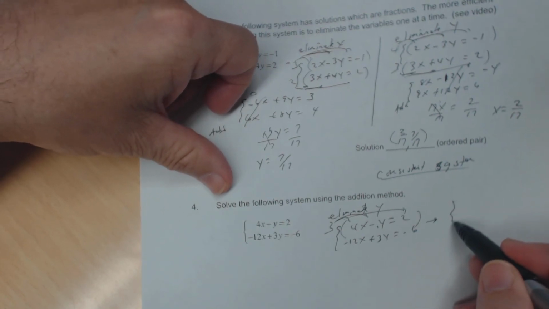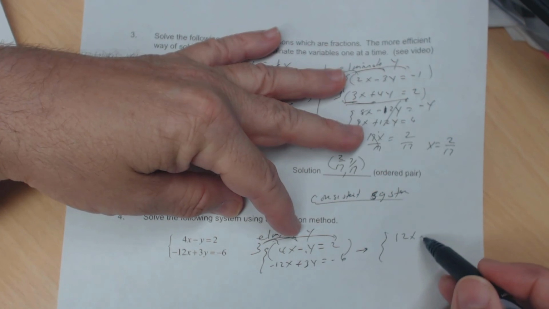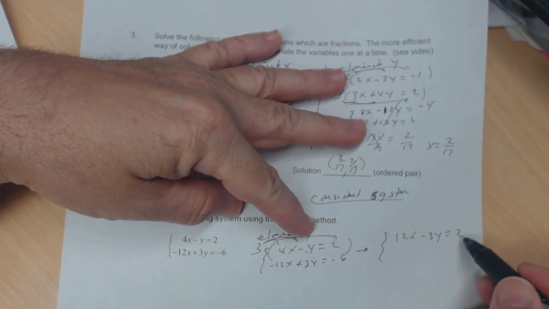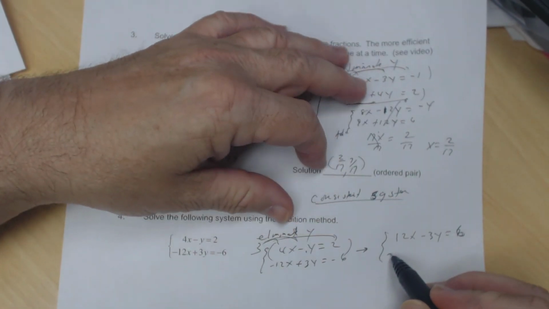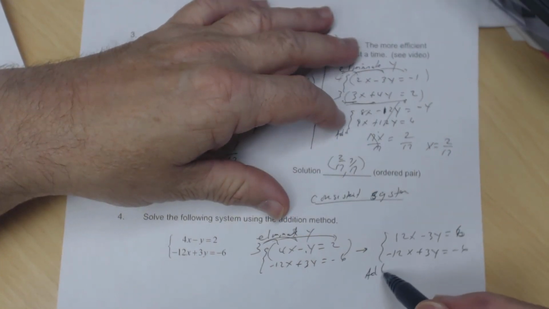So my new system is going to be negative 12x. 3 times 4x is 12x. 3 times negative y is a negative 3y equal to, oops, that's 6. Don't forget, be careful. 3 times 2 is 6. I didn't do anything with the second equation, so I just rewrite it. And notice when I add them up this time, I want you to see what happens.